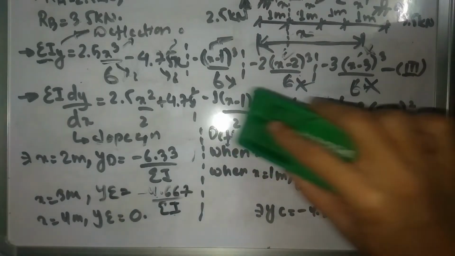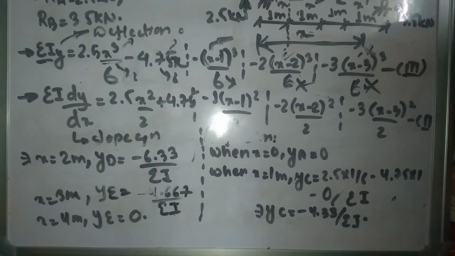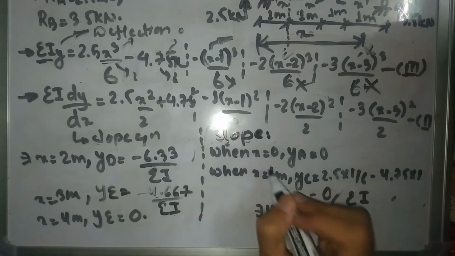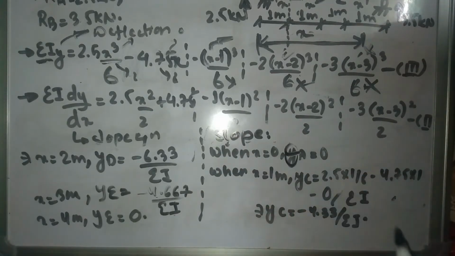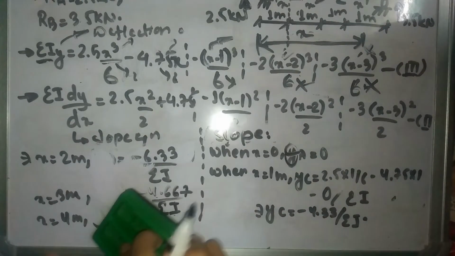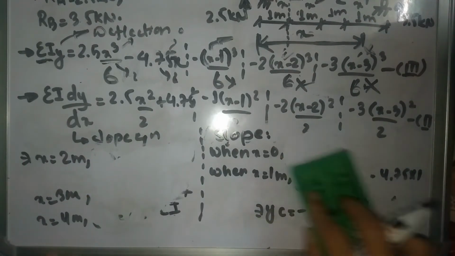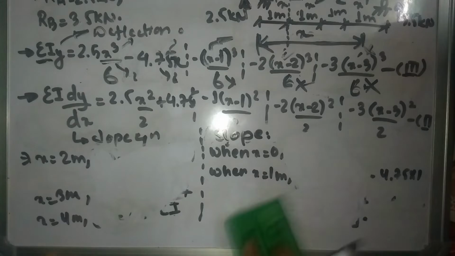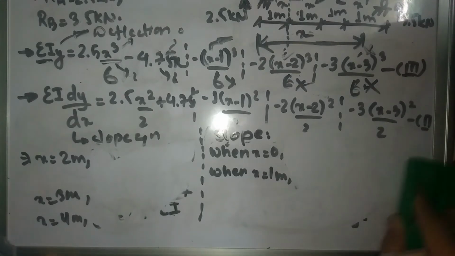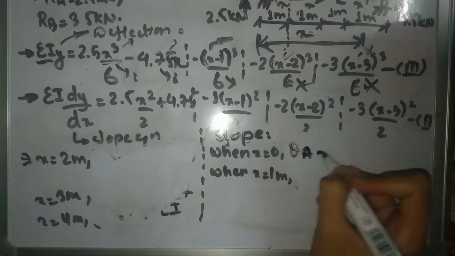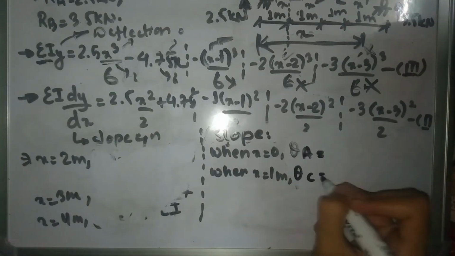So in order to calculate our slope, so let me put on my slope. So for our slope, so when x equals to 0, I'm going to get my theta a, so y becomes theta. So let me drop all this. So when x equals to 0, theta a equals to something. When x equals to b, y c equals to something.